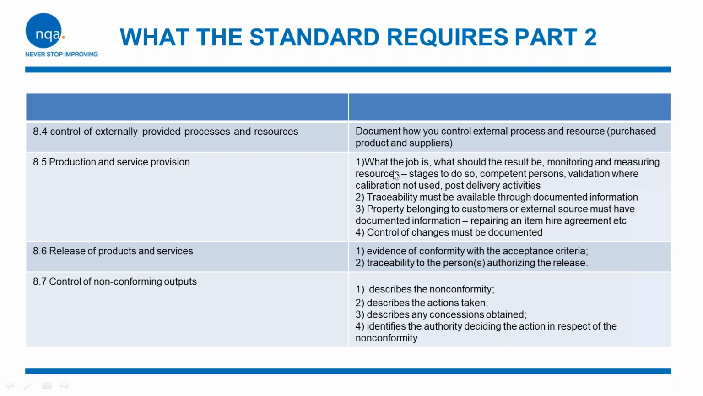Production and service provision. Okay, so these 4 points here, exactly what you need documented. So what the job is, what the result is, monitor and measure, competent persons, validation, where calibration is not used, and post-delivery activities. So the majority of people will have a quote, then assign a job number or some sort of reference which will relate to that quote.